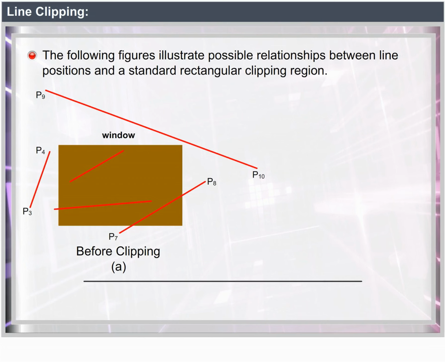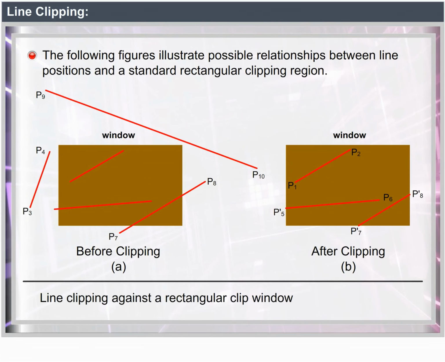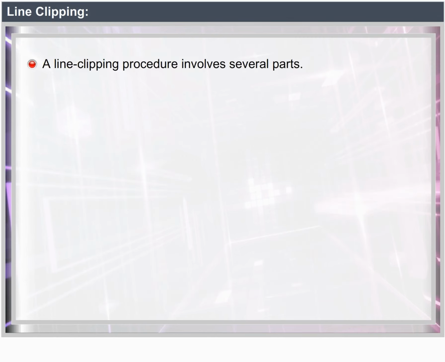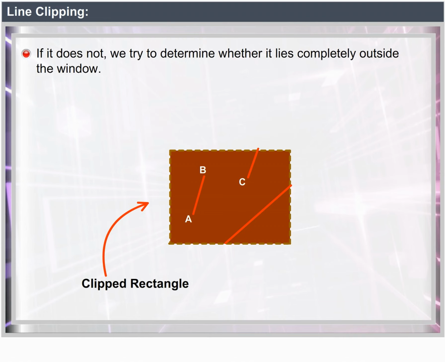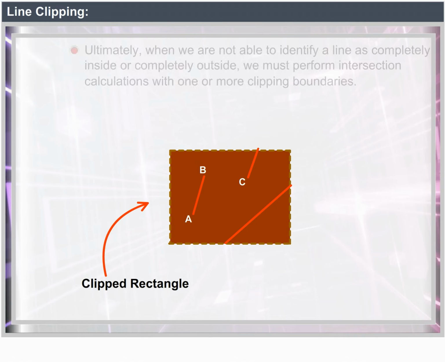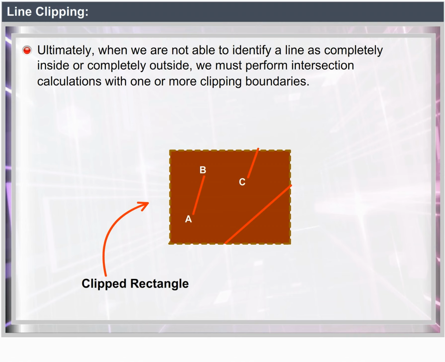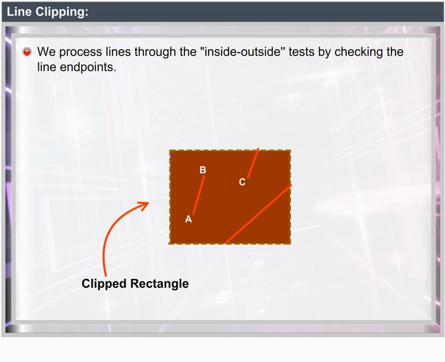Line clipping. The following figure illustrates possible relationships between line positions and a standard rectangular clipping region. A line clipping procedure involves several parts. First, we can test a given line segment to determine whether it lies completely inside the clipping window. If it does not, we try to determine whether it lies completely outside the window. Finally, if we cannot identify a line as completely inside or completely outside, we must perform intersection calculations with one or more clipping boundaries. We process lines through the inside-outside test by checking the line endpoints.